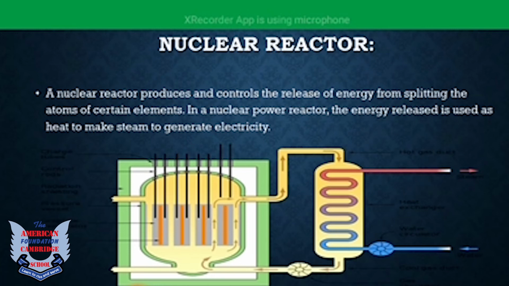Moderator. It is the substance which slows down the speed of the fast-moving neutrons. In a nuclear reactor, graphite or heavy water is used as a moderator.